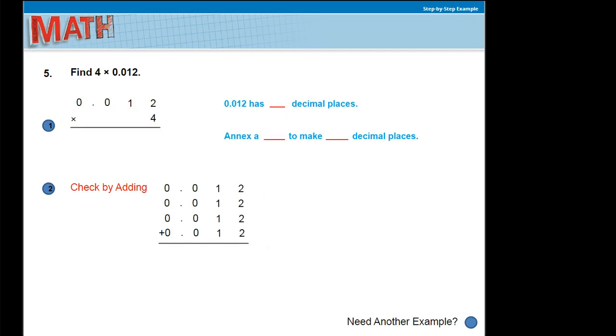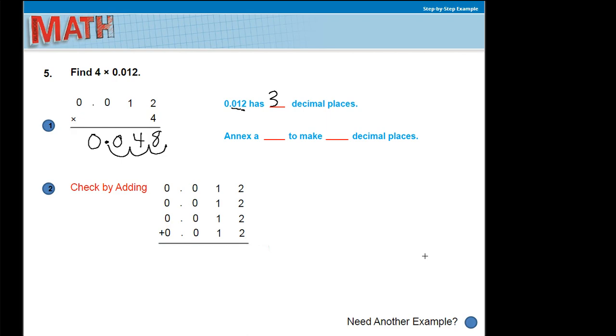All right. We have find 4 times 0.012. So 0.012 has 3 decimal places. I got that because I counted how many digits are behind the decimal. If we start multiplying, we get 4 times 2, which is 8. 4 times 1 is 4. And then we have 4 times 0 is 0, and 4 times 0 is 0. Since there are 3 decimal places, we have to put 3 decimal places. So we're going to start at the right, go left. 1, 2, 3, and our decimal place will be there.